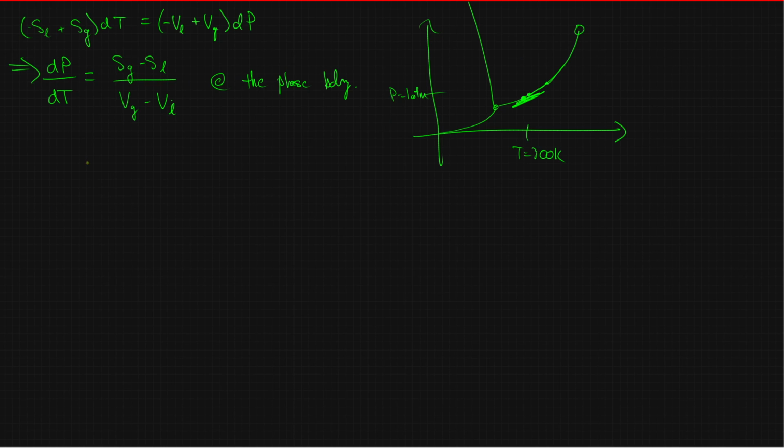Okay, so in general, rather than writing it like this as the difference between two different entropies, we can also express this in terms of the latent heat and the temperature. So we can write Sg minus Sl as L, where L is the total latent heat, divided by the temperature.